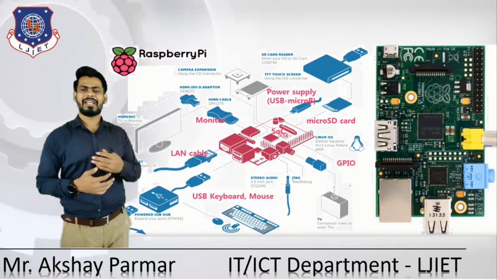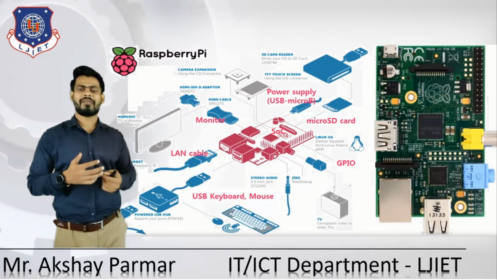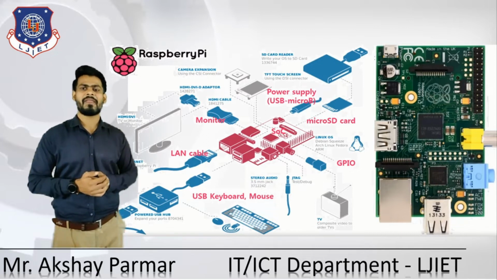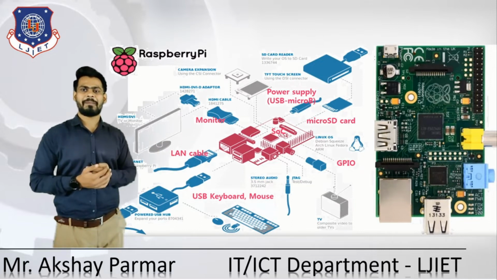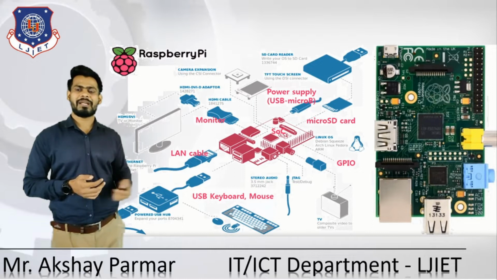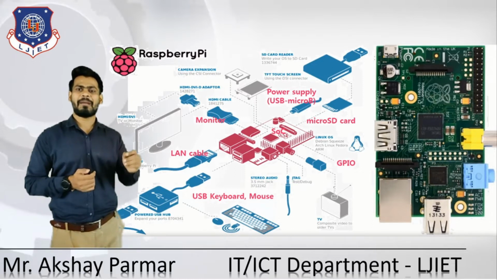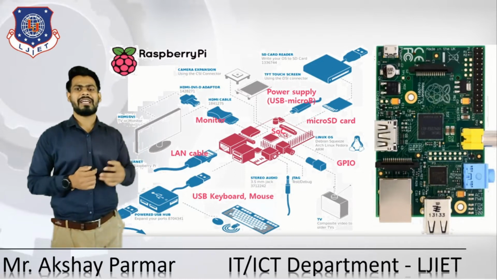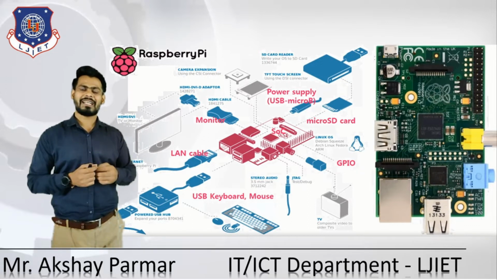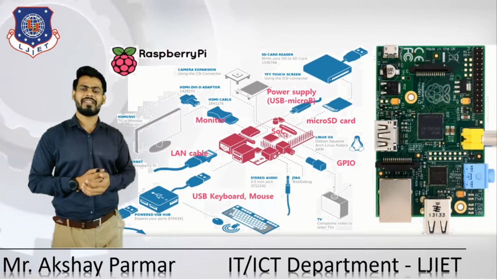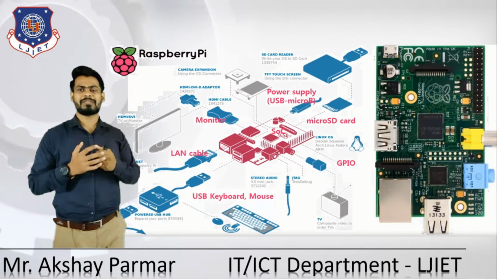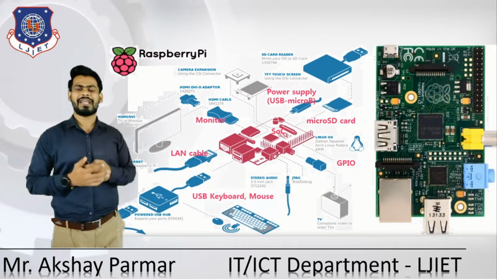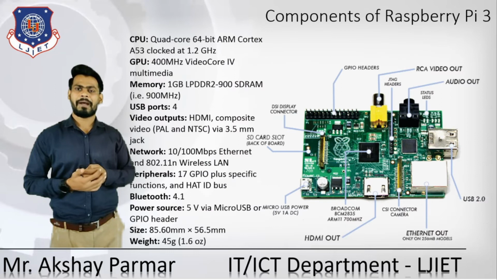After that, for connectivity with the internet or for network establishment, we have LAN connectivity with the Raspberry Pi. For monitoring purposes, we have an HDMI slot, with the help of which we can connect a computer monitor to the Raspberry Pi. Those are the basic fundamental components of the Raspberry Pi, by which we can connect several input and output devices.